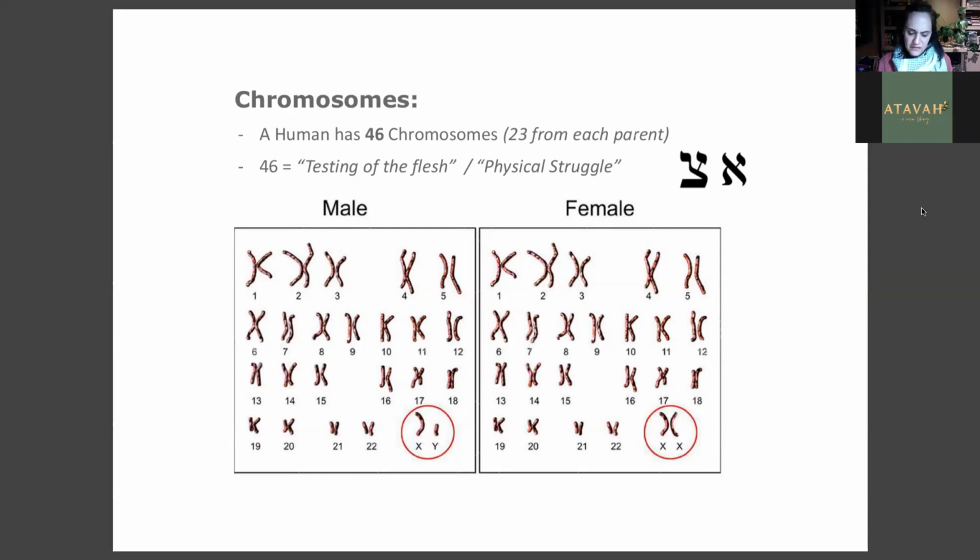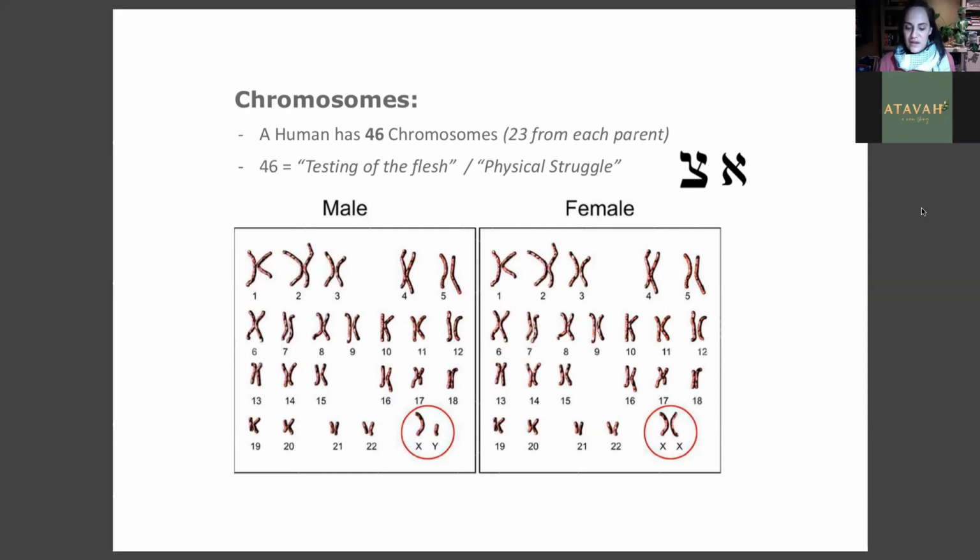But what I found very interesting was that the numerical value or symbolic meaning of the number 46 means a testing of the flesh or a physical struggle. Remember what I've just said about Jacob being limp after struggling and fighting with Abba until he overcame.